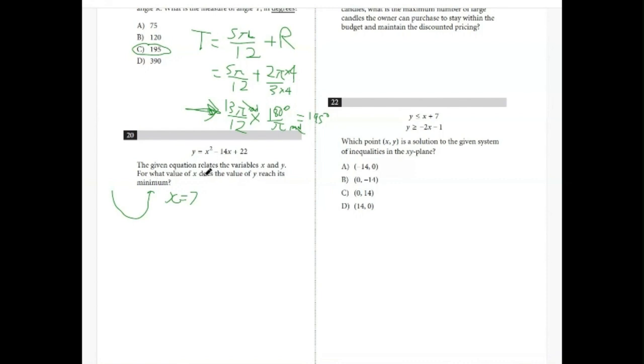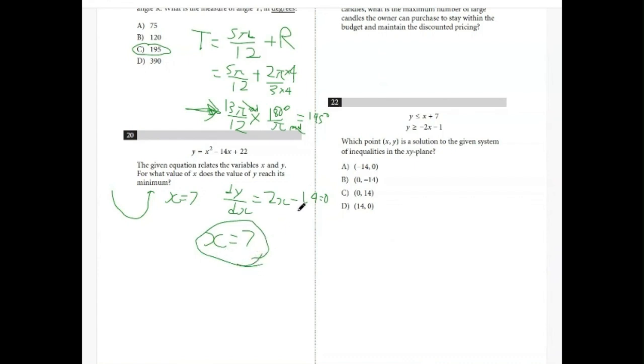For those of you who have taken or are concurrently taking AP Calculus, what you can do here, this is actually very straightforward, is do dy/dx is equal to 2x minus 14, and set that equal to 0, and x is equal to 7.